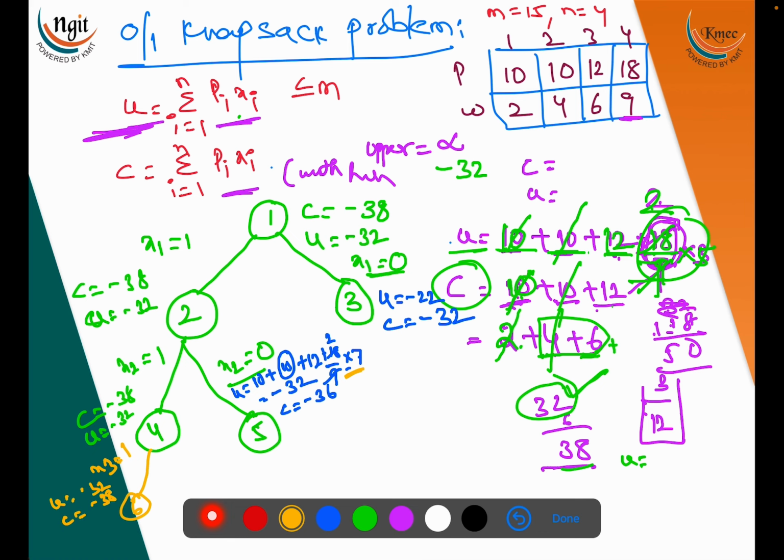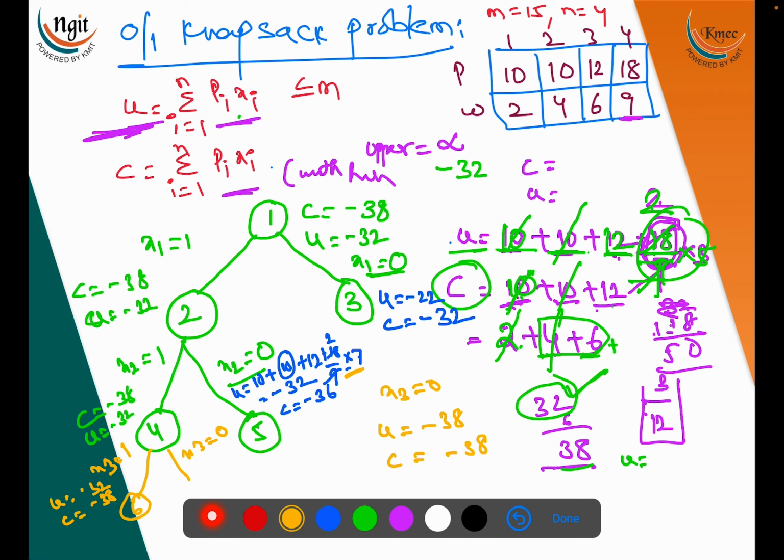Now if I don't place the x3 value, that means x3 is equal to 0, then what is the value? If x3 is equal to 0, u value is minus 38 and c value is minus 38.